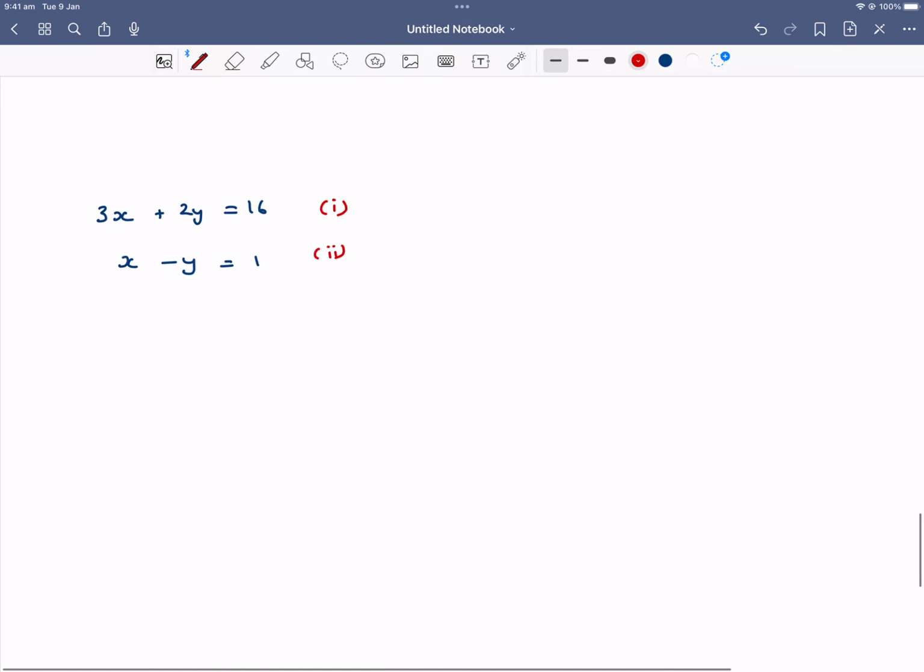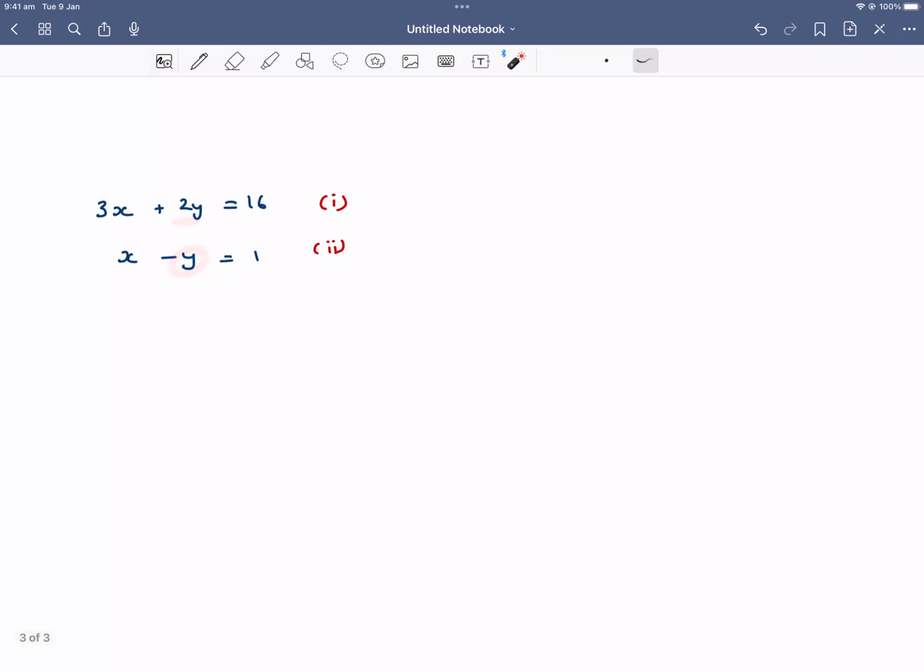So to make this y 2y, what we need to do is multiply this by 2. But you can't just multiply this by 2, you have to multiply every single term by 2. So let's write out what we're doing. We're doing equation 2 multiplied by 2. Remember, every single term you have to multiply by 2. So x multiplied by 2 is 2x, minus y multiplied by 2 is minus 2y, 1 multiplied by 2 is 2. And let's call that equation 3.